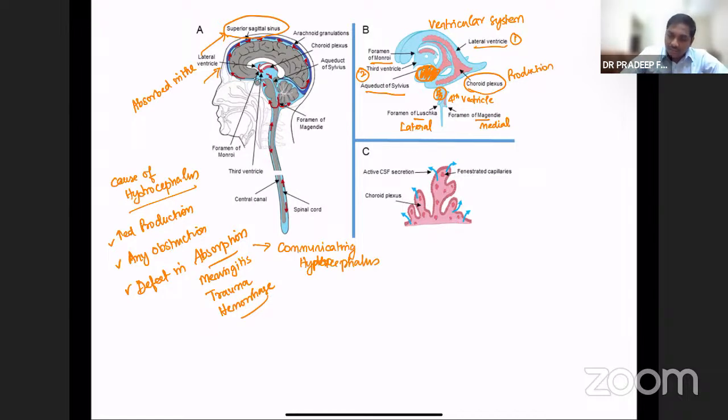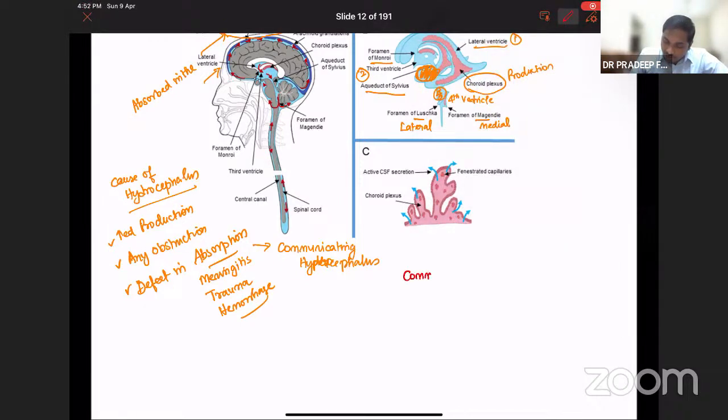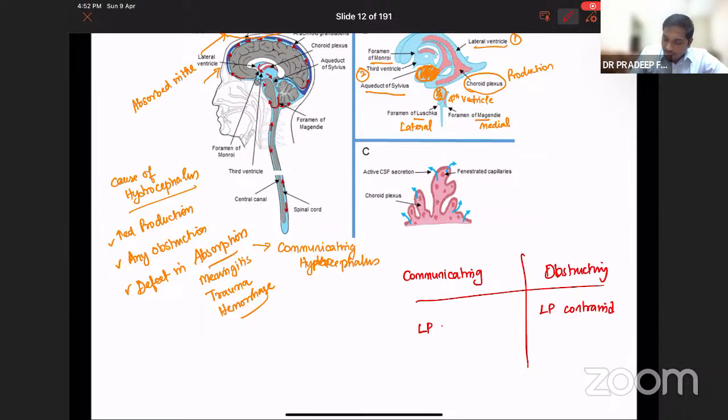The only important difference between communicating versus obstructive hydrocephalus is that LP, lumbar puncture, is contraindicated in obstructive hydrocephalus. In communicating hydrocephalus, lumbar puncture is therapeutic. Why is lumbar puncture contraindicated in obstructive hydrocephalus? Suppose this is the mass that is causing it. If you do a lumbar puncture here to drain the CSF, what will happen? Because of this pressure, it will cause cerebral herniation.